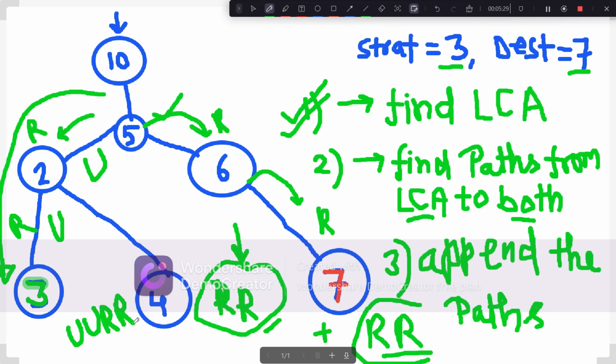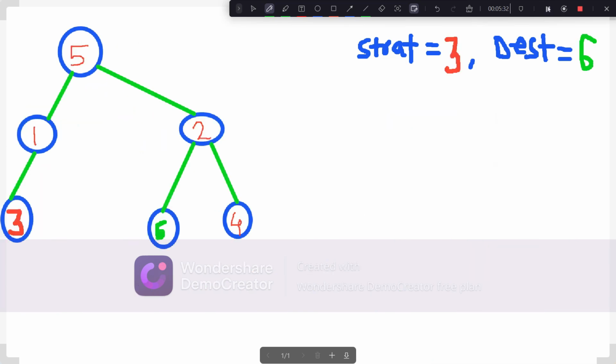Let us do a dry run. In this example I am taking the one which is given in the question. First of all, in step 1, what we have to find? In step 1 we have to find the LCA. So what is the LCA here? LCA here is the 5, right? LCA for 3 and 6. So start is 3, end is 6. If we find the LCA, 1 and 2 are not the LCA, 5 is basically the LCA. So first of all we have to find the LCA node. So this is the node which is the LCA.